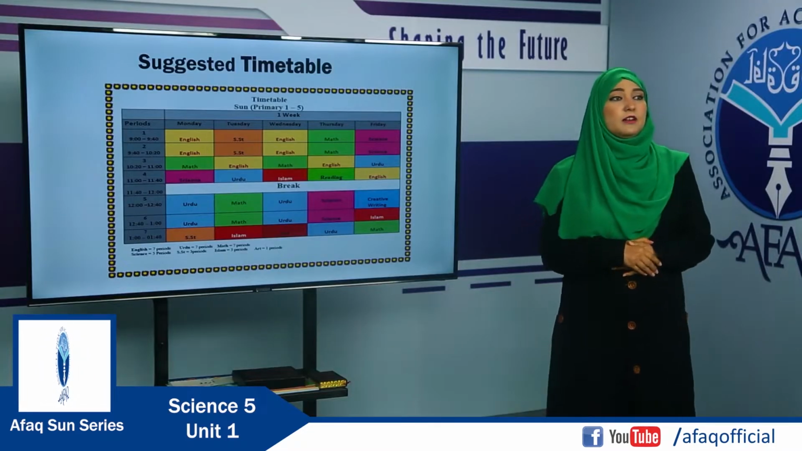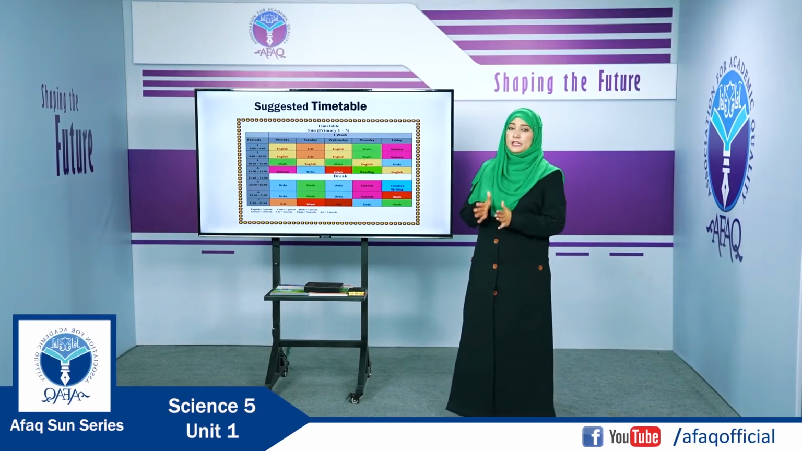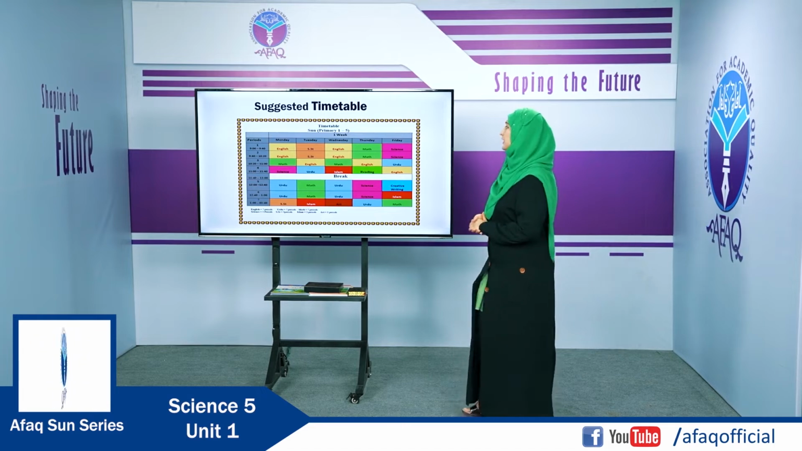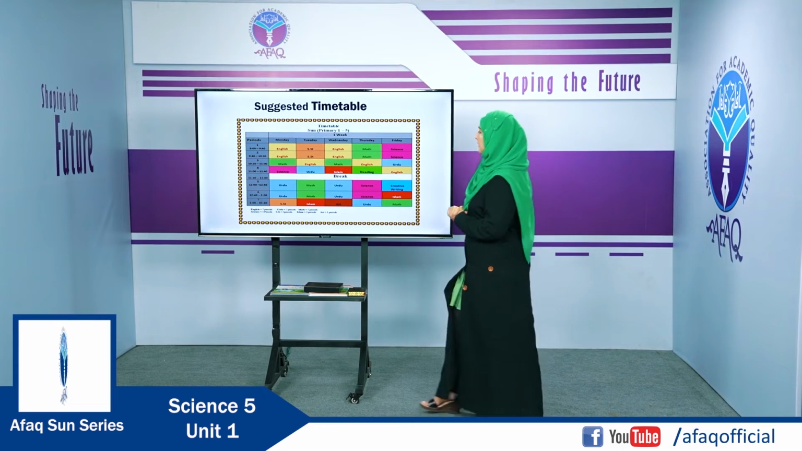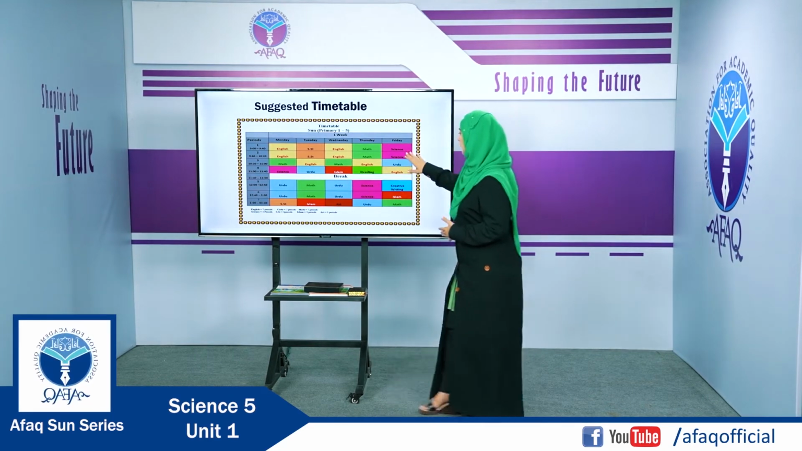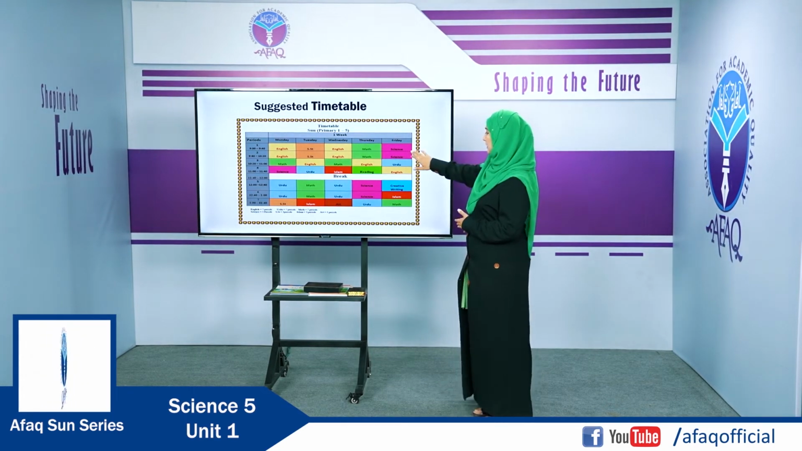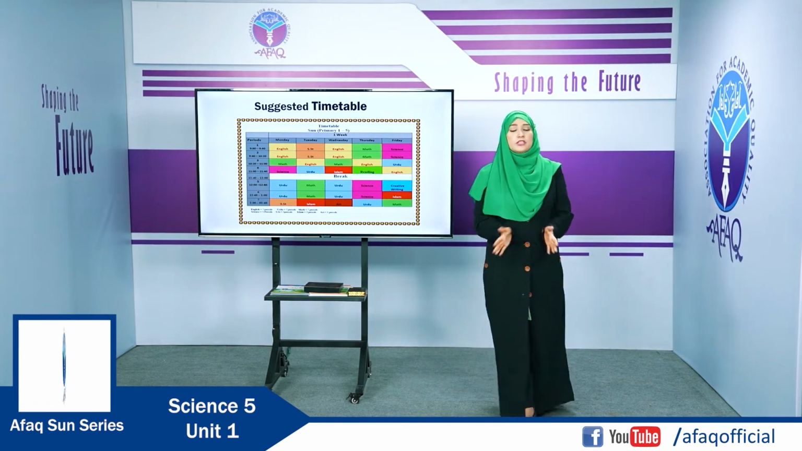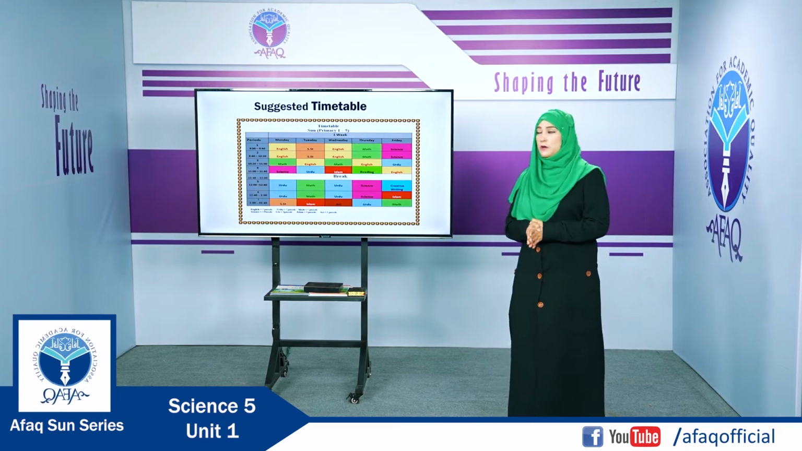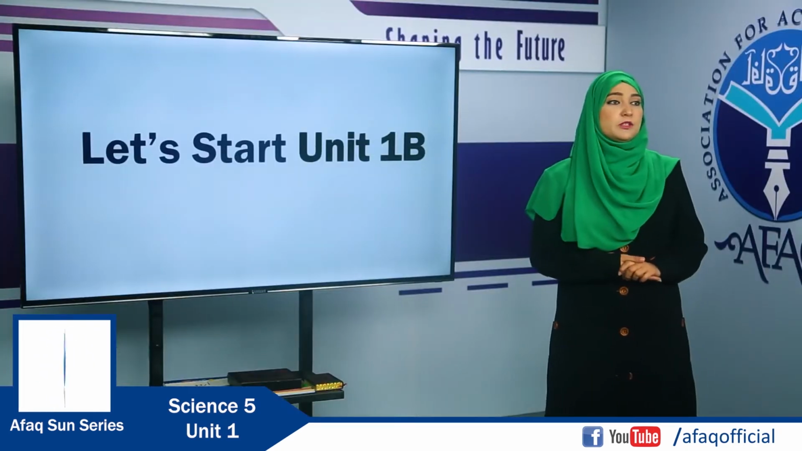That's not all. On the basis of subject weightage and academic calendar, we provide a suggested timetable. If we look at this, we have given 5 periods per week to the science subject, 2 double periods as you can see here and 1 single period. But you can change it according to your needs and requirements. Now I will move to my students.